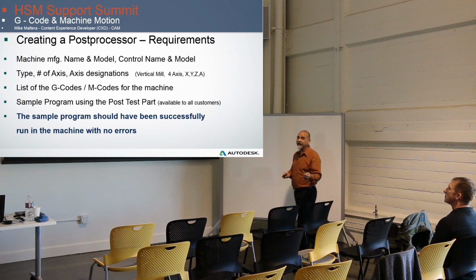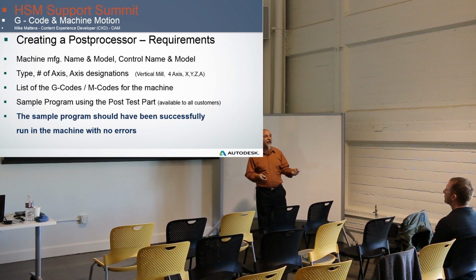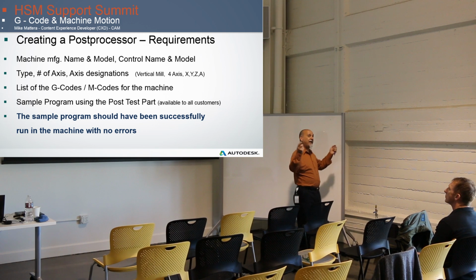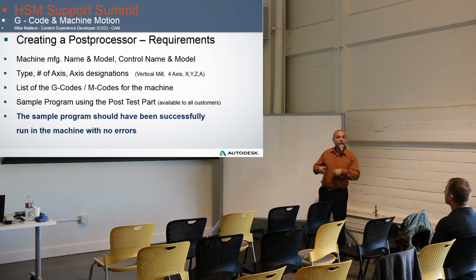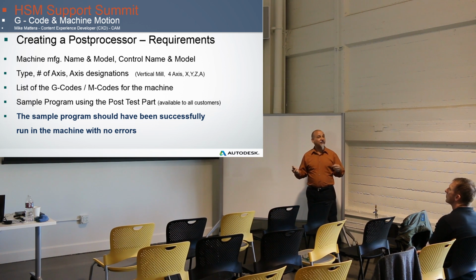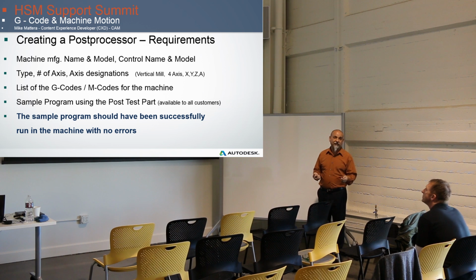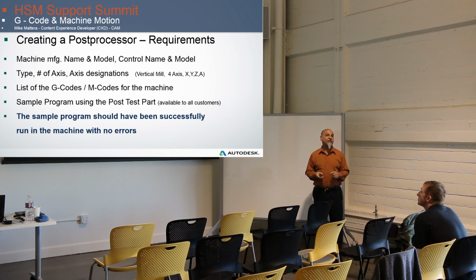Now, if it's a Haas machine, it's going to have a Haas control on it. If it's an OKK machine, it might have a Mitsubishi control. It might have a Siemens control. It might have a Fanuc control. It might have a Yasnak control. So we need to know which control it is because they're all similar, but they're all a little bit different.